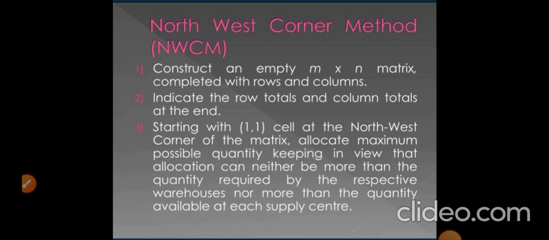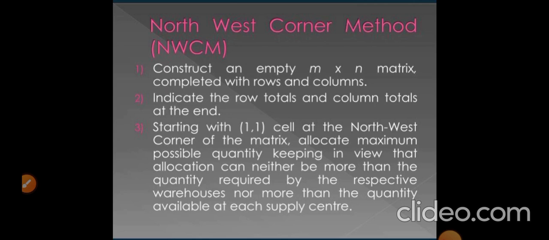In the transportation problem, we have various methods. One of the methods is the northwest corner method, that is NWCM. Let us first see the working rule for the northwest corner method. Construct an empty M cross N matrix complete with rows and columns. Indicate the row totals and column totals at the end. It should be balanced. Then only it is called a balanced transportation problem.